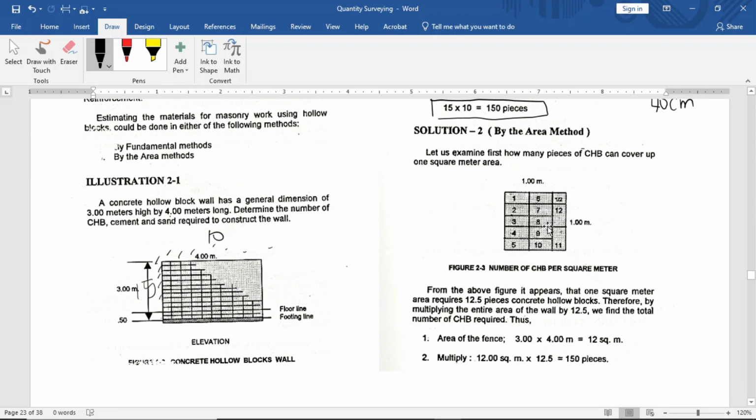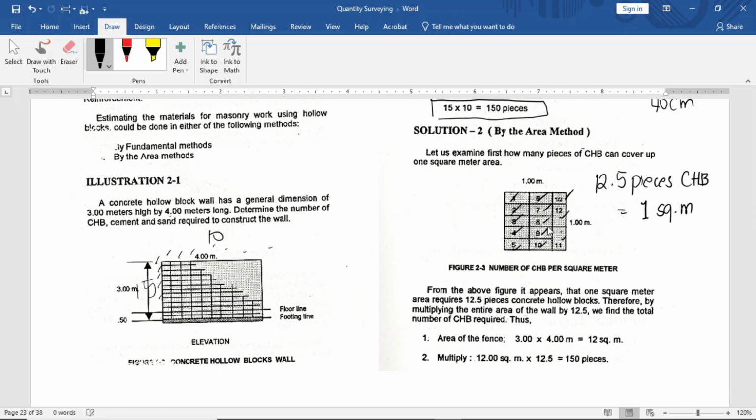So, solution number 2, by area method, examine natin kung ilang CHB ba ang kakasya sa isang 1 square meter. So, there are 1, 2, 3, 4, 5, 6, 7, 8, 9, 10, 11, 12.5 hollow blocks in 1 square meter. So, there are 12.5 pieces of CHB in 1 square meter.